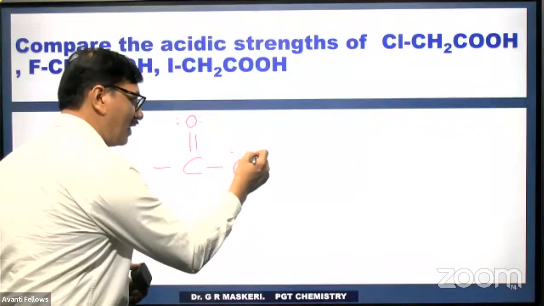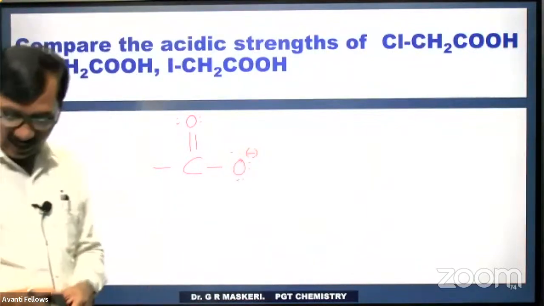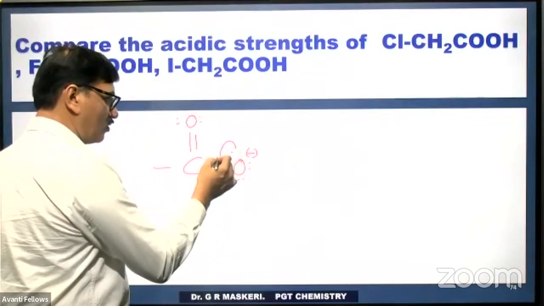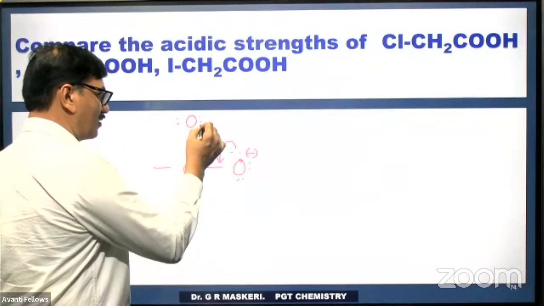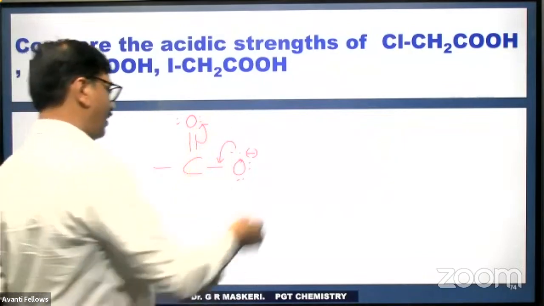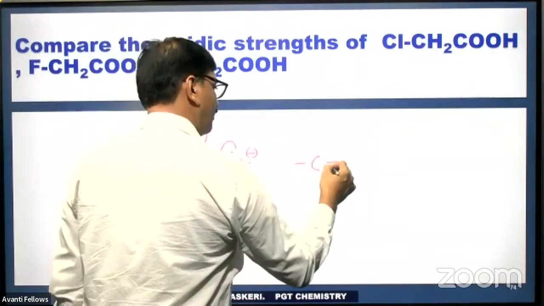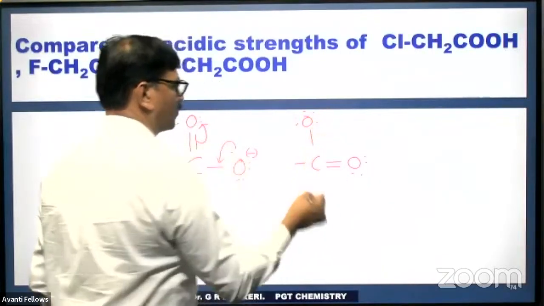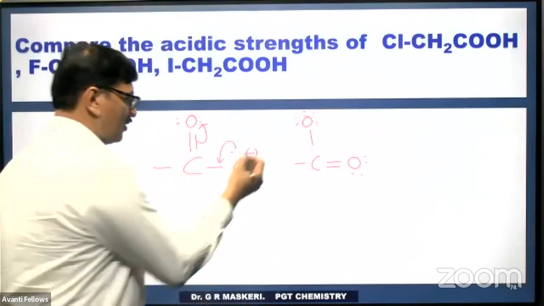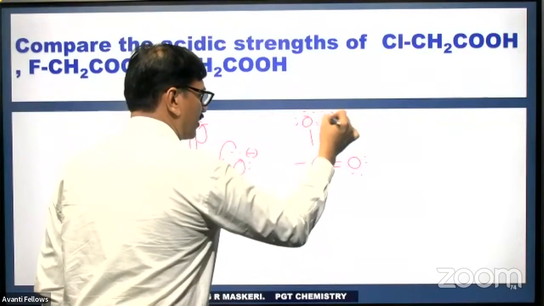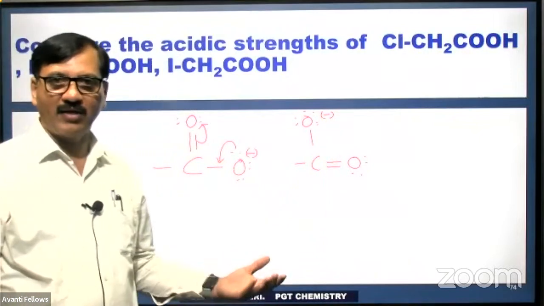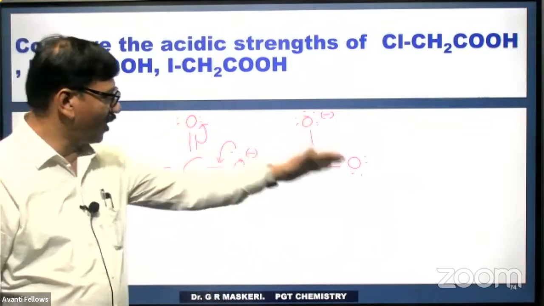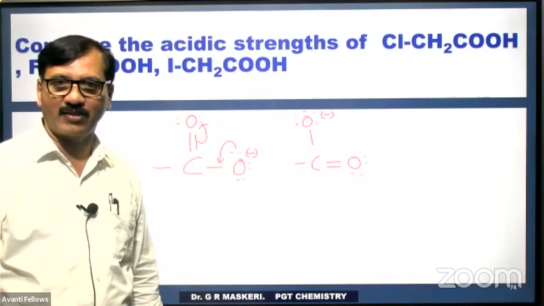So this oxygen gains a negative charge. A carboxylate ion is stabilized by resonance again. How? These electrons are being given out and stand over the other oxygen, giving rise to the carbon with a double bond oxygen and a single bond oxygen here. Now this negative charge is shifted to this oxygen.